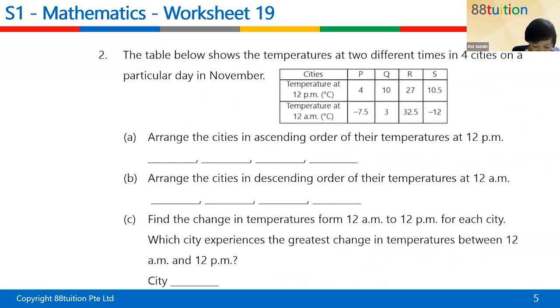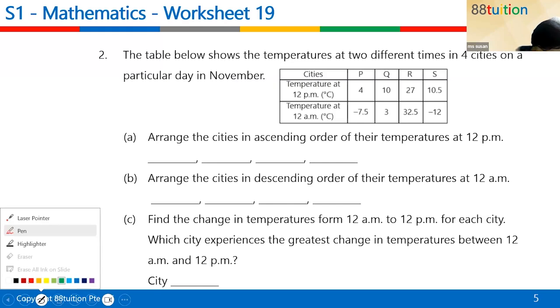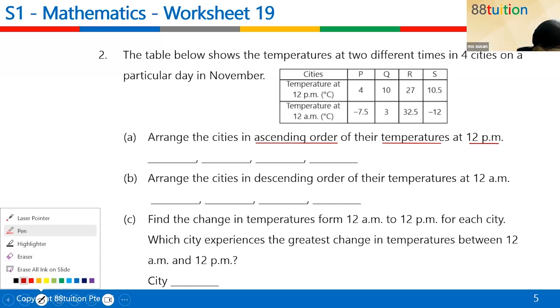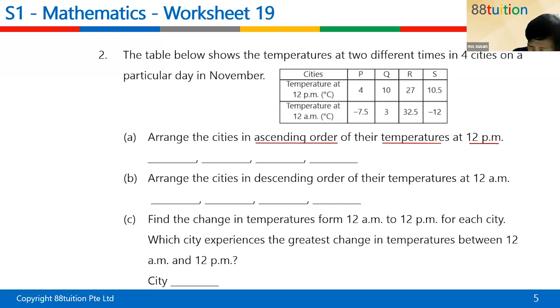Okay, question number 2. What is it about? Let's see. The table shows the temperature at 2 different times in 4 cities on a particular day in November. Arrange the cities in ascending order of their temperatures at 12 p.m. You see, you must read carefully. First thing first, ascending order, and it's about their temperature at this timing. So he is talking about the temperature at 12 noon, the p.m. one. I'm going to highlight this for you here. So he's talking about 12 p.m.